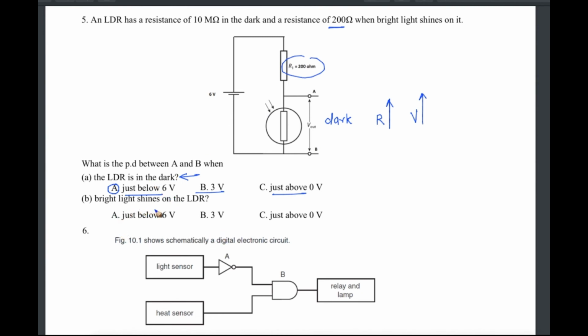When the bright light shines in LDR, so for bright the resistance would be less because more current flows, so voltage would be the less. So take any small value of R like 0.1 ohm like that, and if you calculate you will get the value just above the 0 volt, any small value. Yeah, so for A is right, for B, C is right.